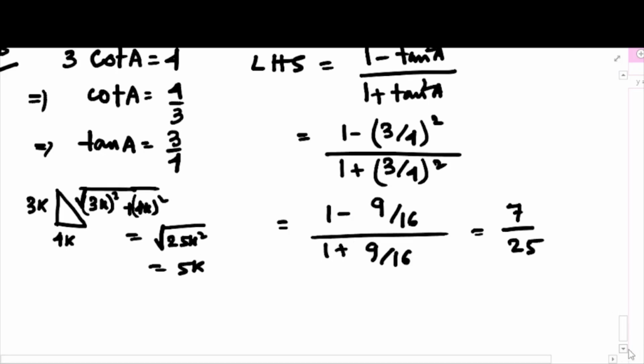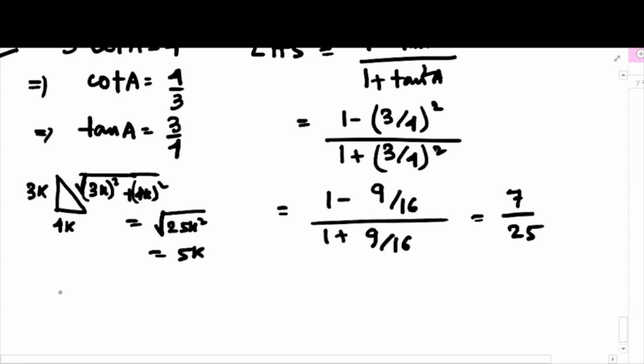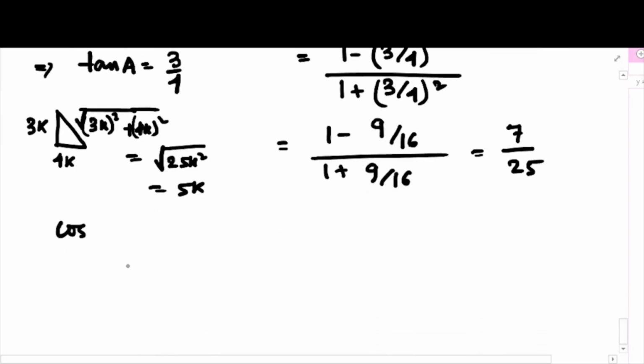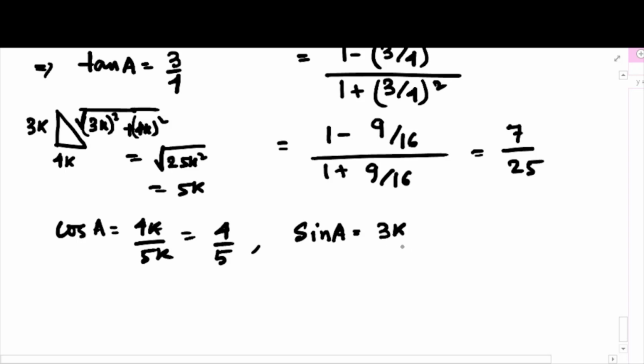So from here, what is the value of cos A? The value of cos A would be equal to base by hypotenuse, that means 4k by 5k. K gets cancelled, so it will become 4 by 5. What is the value of sin A? Sin A equals perpendicular by hypotenuse, that means 3k by 5k. K gets cancelled, so it will become 3 by 5.